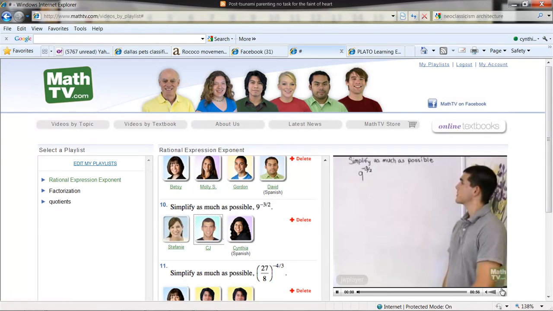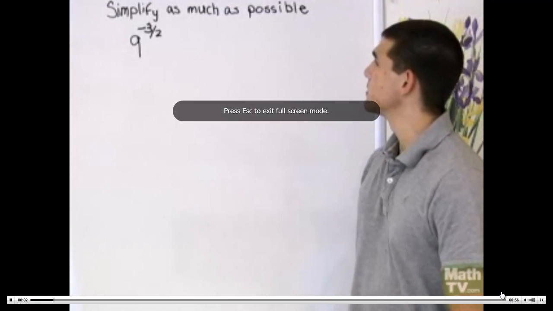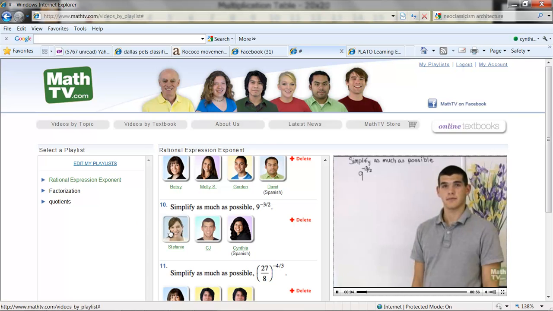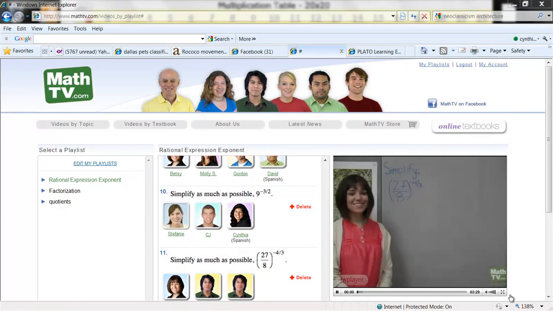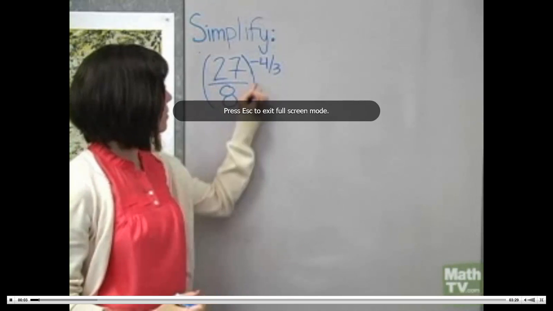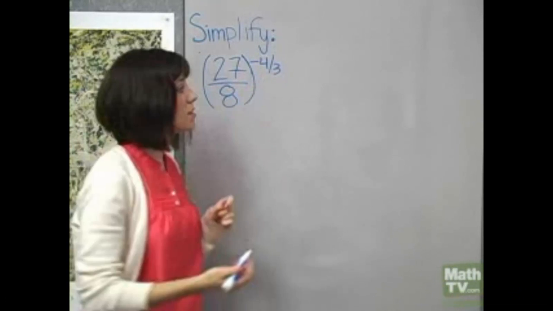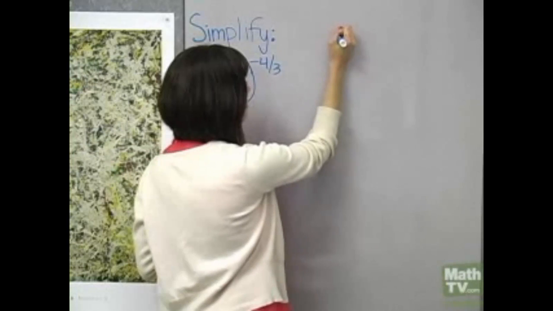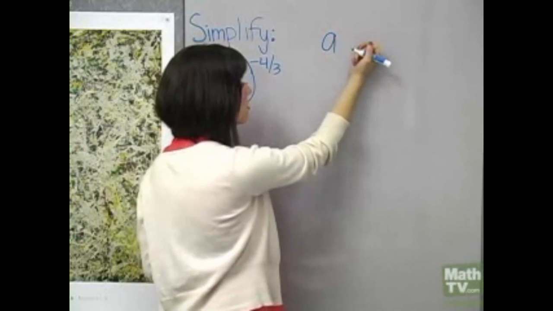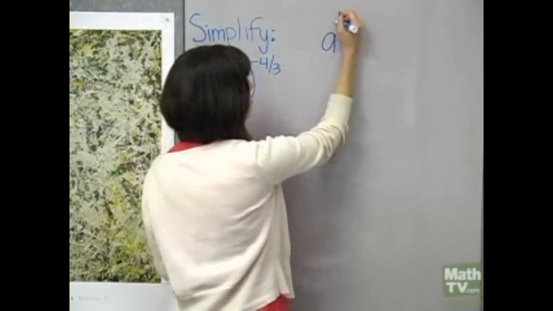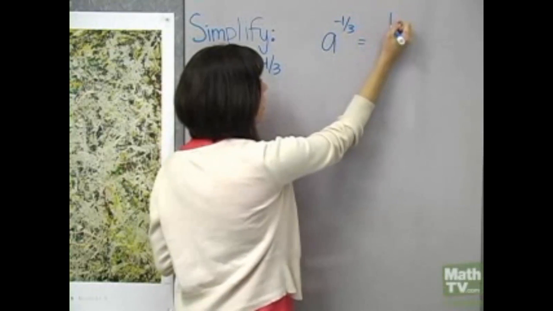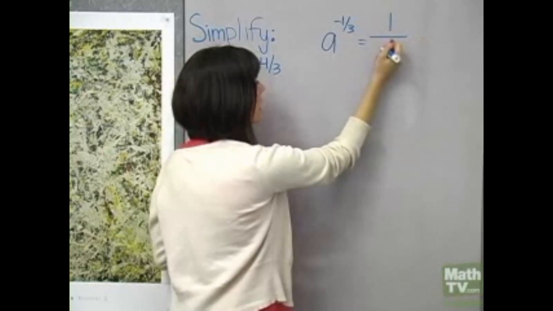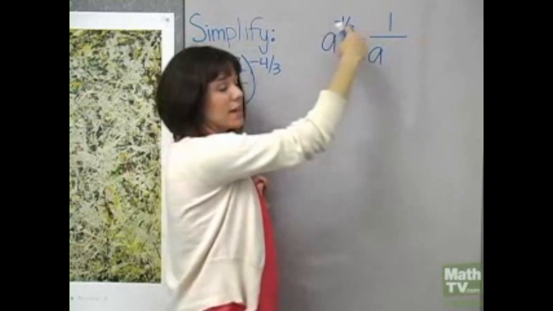For this example, we'll simplify as much as possible 27/8 raised to negative 4/3. First thing we're going to do is rewrite. So if I have a number, let's say a, raised to a negative exponent, let's say negative 1/3, by definition, this equals 1 divided by a raised to the positive exponent.